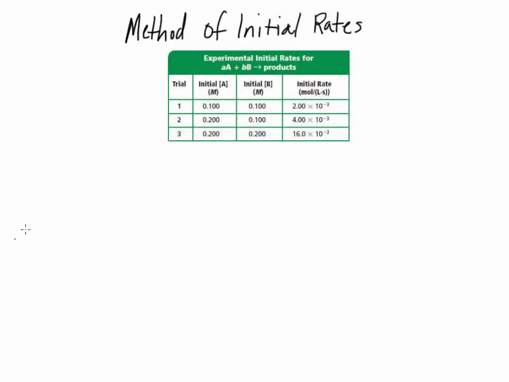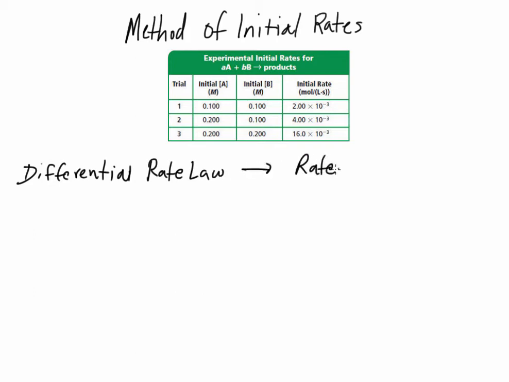Okay, hello everybody. Today we're going to look at what's called the method of initial rates. This is a way to calculate what's known as a differential rate law. Differential rate law is a lot of times referred to simply as a rate law, so we're just going to call this a regular, general rate law. If it doesn't say integrated rate law, you're going to be finding the differential rate law.